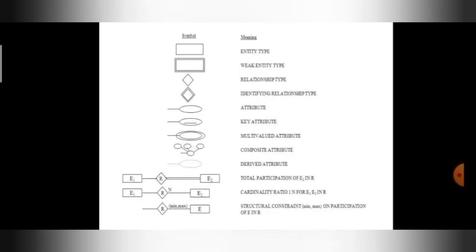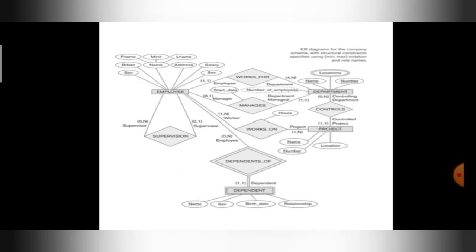Next, attribute. An attribute is represented by an oval. Whatever attributes you take for an employee or a department, for example employee name, employee address, all those attributes are represented in an oval, and the oval is attached with a straight line to the particular entity.